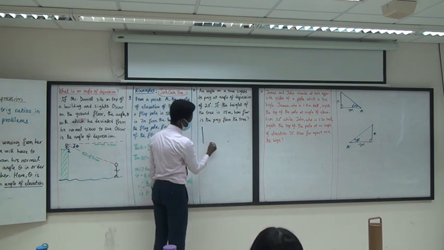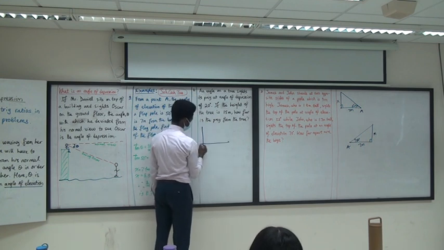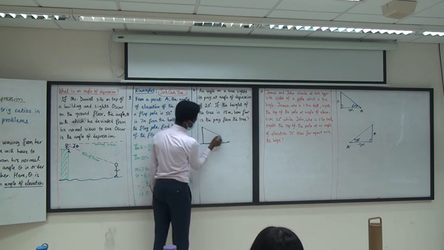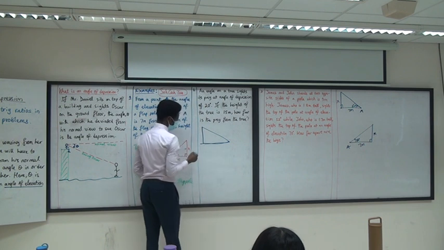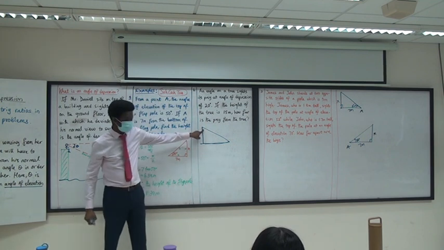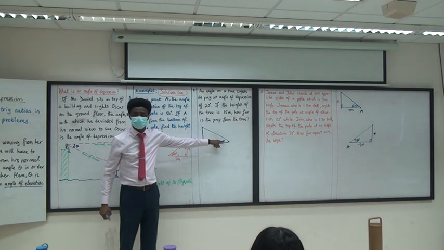So the prey must be on the ground. So this is the horizontal ground. Again, you draw a straight line. If you sight this prey, the angle of depression is not this angle. Hello? The angle of depression is not this angle. And please don't write 20 degrees here straight away. I'll give you 0.